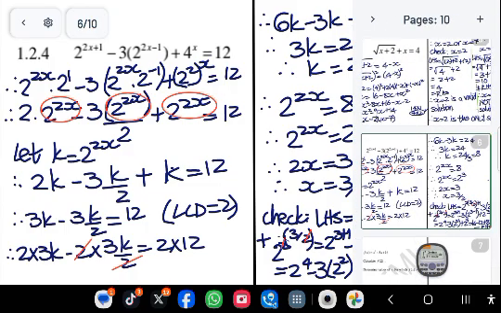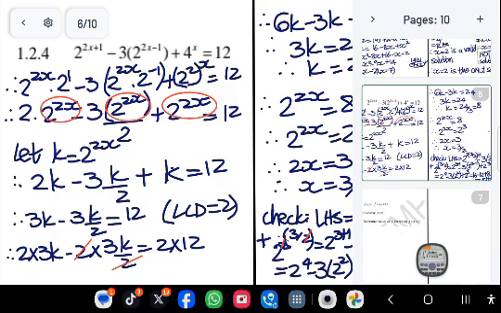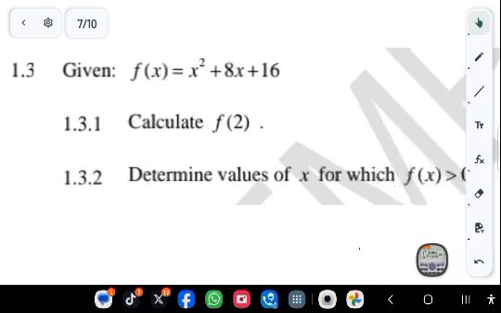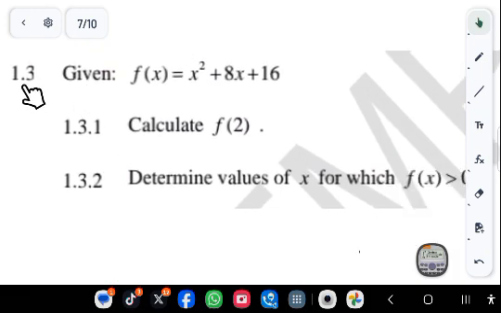So we've shown that. You don't have to check with this one because we did not introduce anything, but it shows that that is correct.